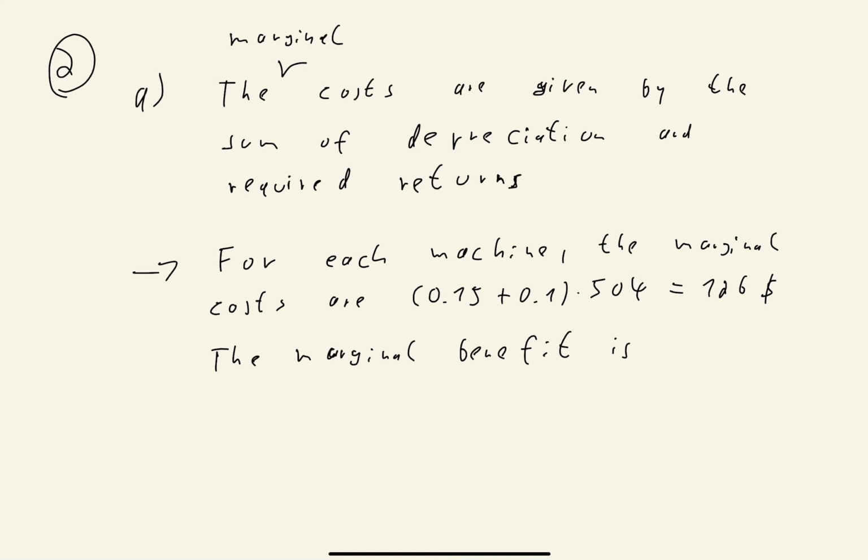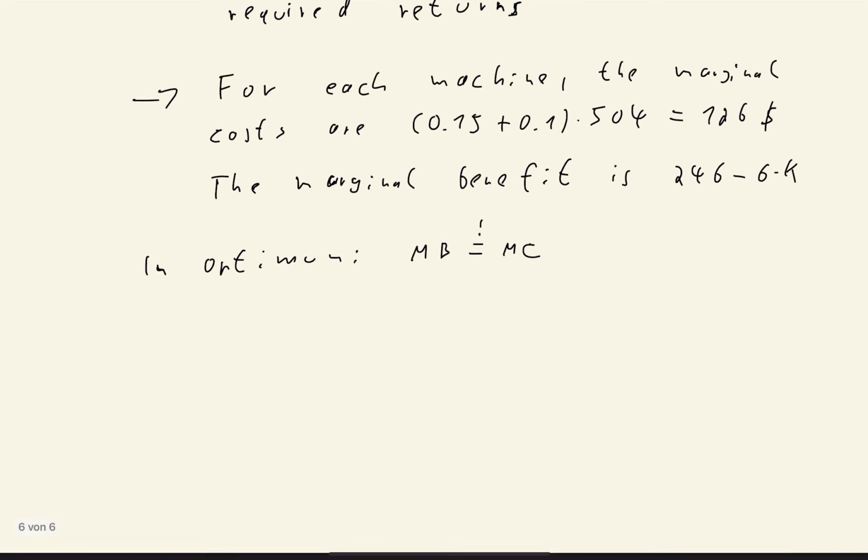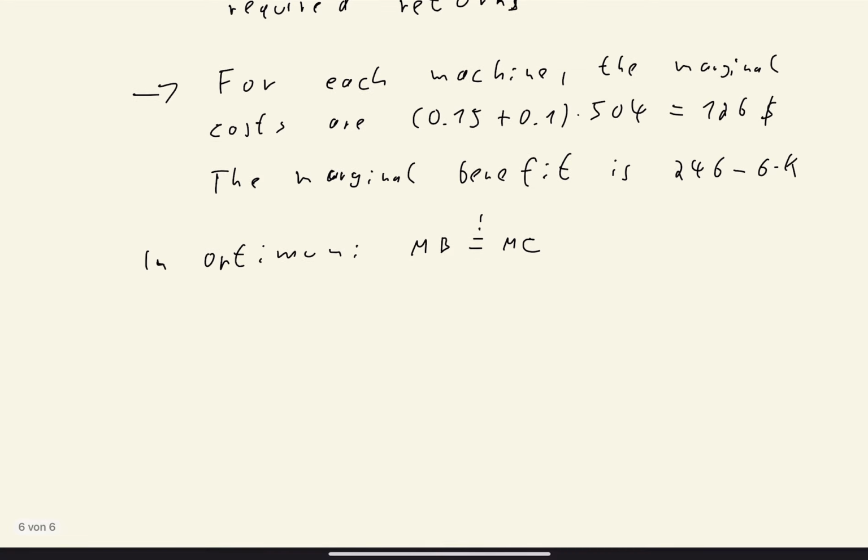is, and this was given in the exercise description, 246 minus 6 times k. In optimum, the following must hold: marginal benefits, which I will shortcut with MB, should equal marginal costs, which I shortcut with MC. So we have already determined both values. We simply set 246 minus 6 times k equal to the marginal costs for each machine, which is 126.